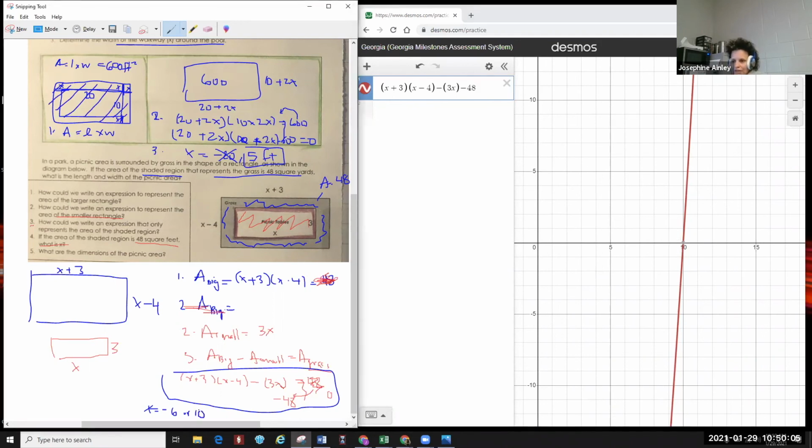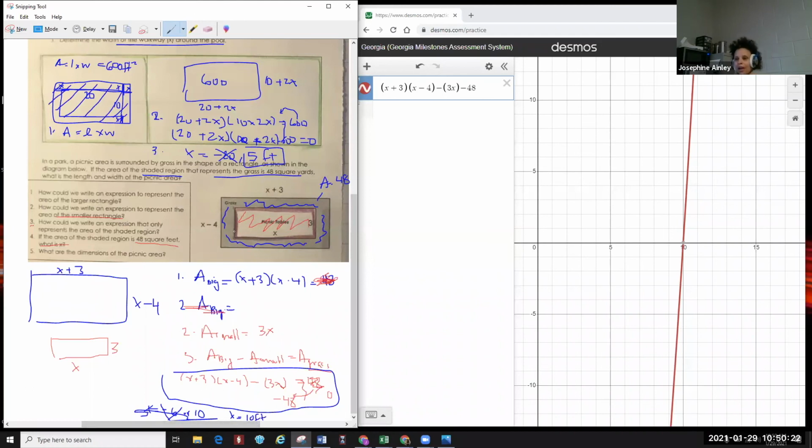Now, in real life, have you ever heard of the distance being negative something? No. So this answer doesn't make sense. So x is equal to 10 feet. And excuse my chicken scratch, it's hard to write with a mouse. So x is equal to 10 feet.